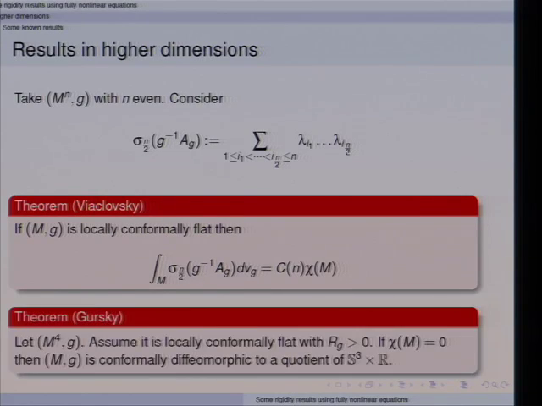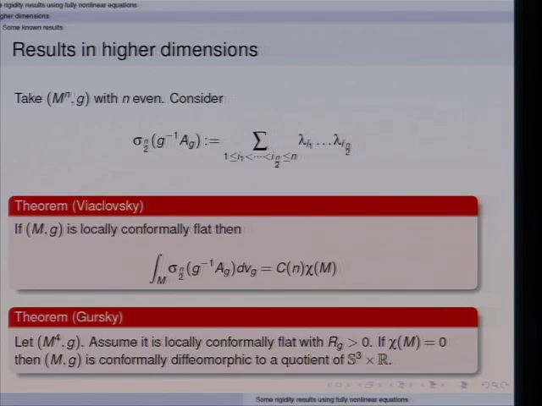Okay, so there are two other very interesting results. Both of them are due to Matt Gursky. So the first one is, take a four-manifold and assume that it is locally conformally flat with positive scalar curvature, and you assume that the Euler-Poincaré characteristic is equal to 0. Then you can prove that your manifold is conformally diffeomorphic to a quotient of S^3 cross R.